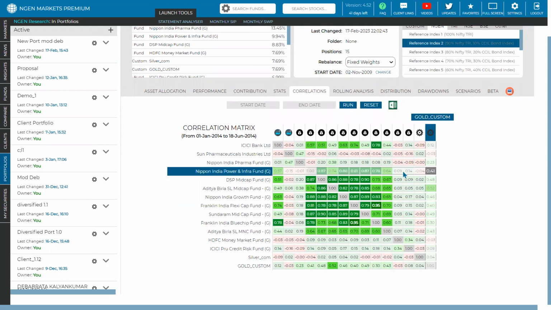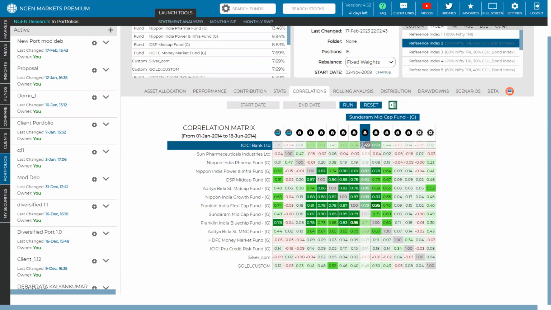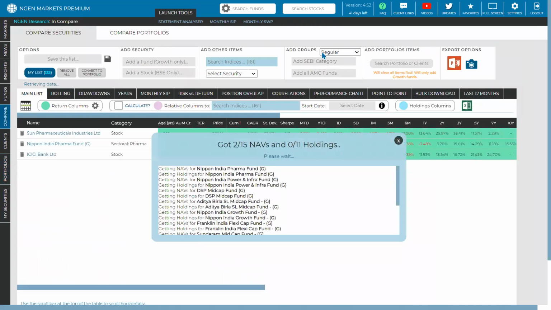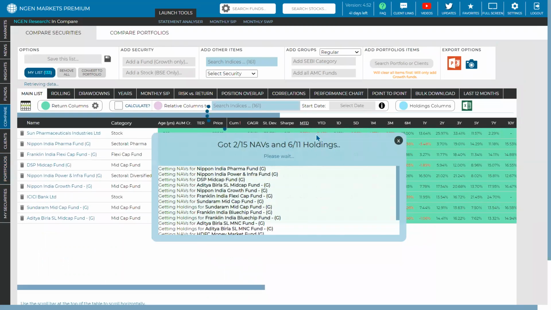Now, apart from correlations, we also have the portfolio overlap. For the portfolio overlap, all you need to do is click on this compare button. The compare button will help you onboard all the individual mutual funds, and then you can do the portfolio overlap analysis, which is called positional overlap. So once I click on it, it adds all the securities in the system.